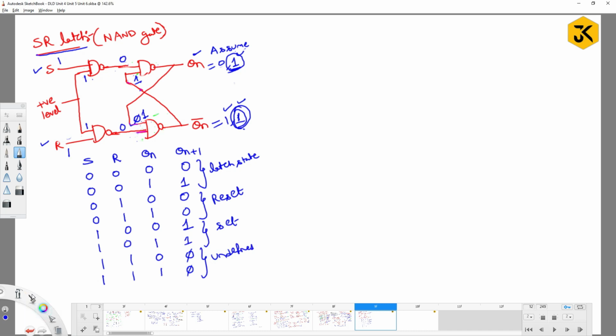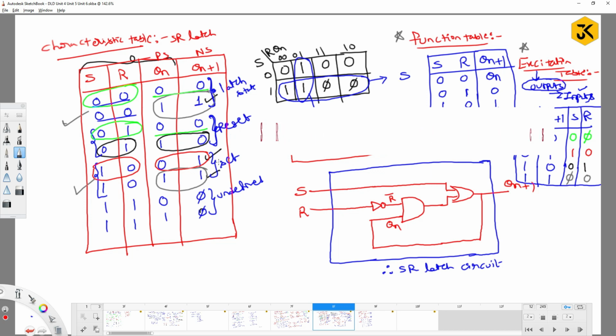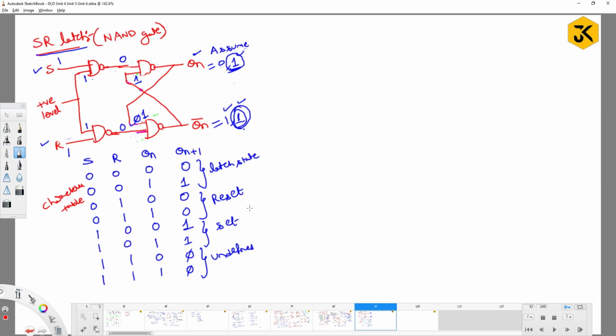So this entire table I can call it again a characteristic table. Guys, if you are able to observe, is this table equivalent to the SR latch of NOR gate? Yes or no? For the same thing, 0 0 you are getting the latch state, 0 1 you are getting the reset state, 1 0 you are getting the set state. All are matching, right? Yes. Now, can you construct the circuit diagram for this?